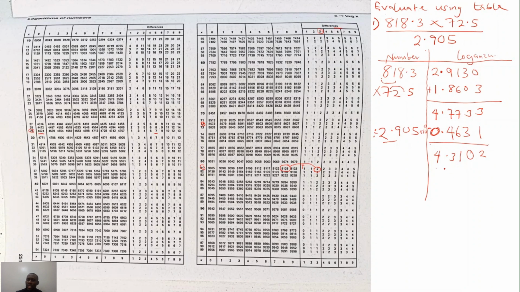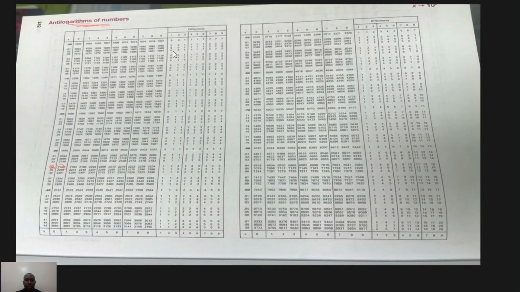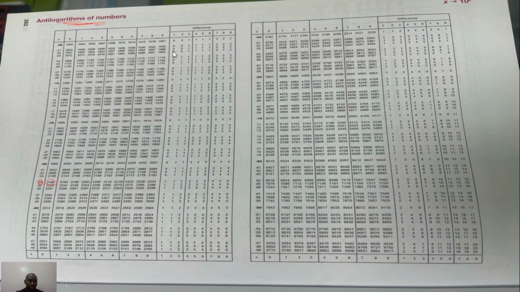Now, for us to get the final answer, we have to convert this into a number by finding the anti-logarithm of the number. Let me show you how we are going to find it. To find the anti-logarithm of this number, we are going to use the anti-logarithm table, which I will show here. This is the anti-logarithm table.